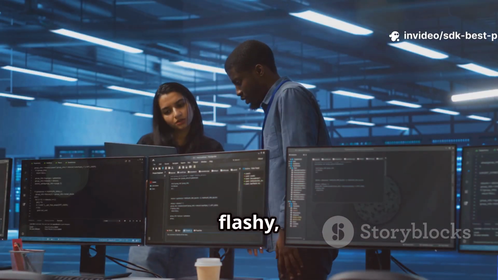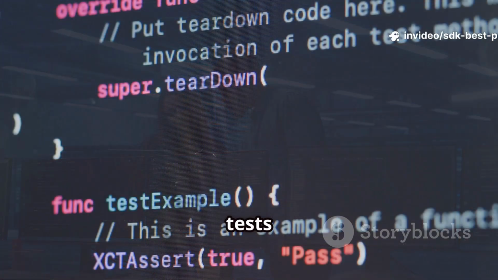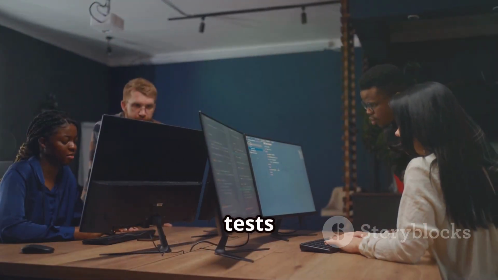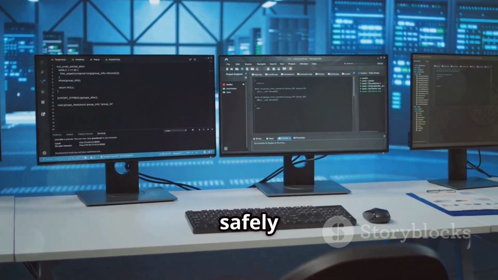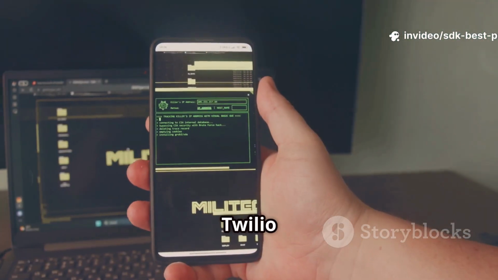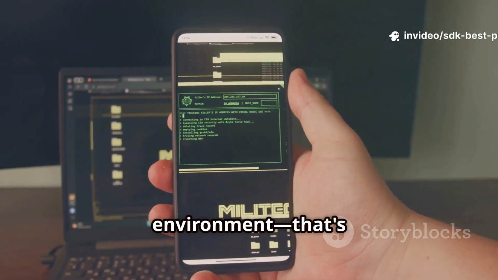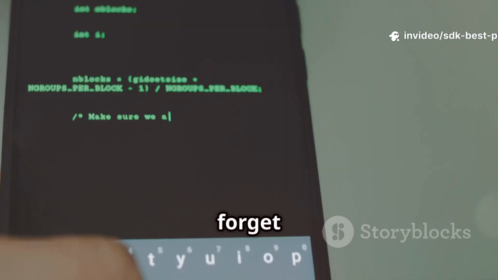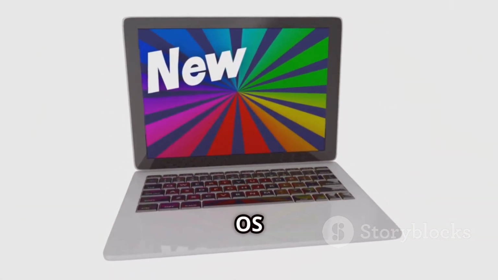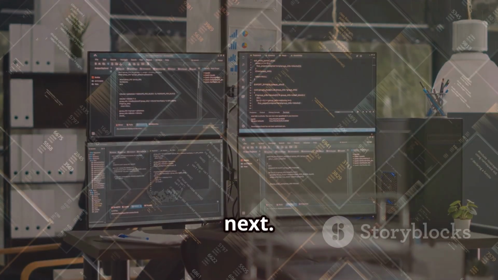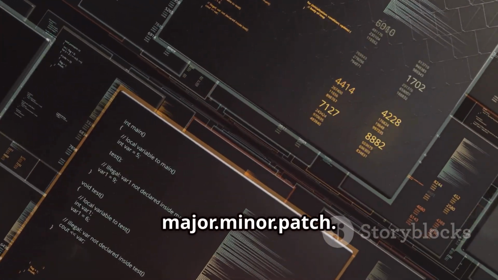Testing might not be flashy, but it's how you build trust. Unit tests for every module, integration tests for the big picture. If possible, provide a sandbox so devs can safely experiment. Look at how Twilio gives you a fake SMS environment. That's a game changer. Plus, don't forget to test across multiple environments so you're not blindsided by a rogue OS update.